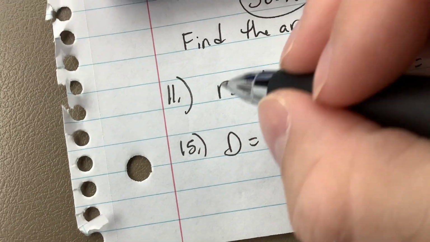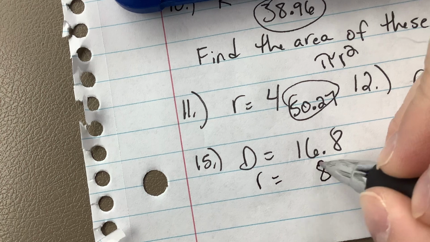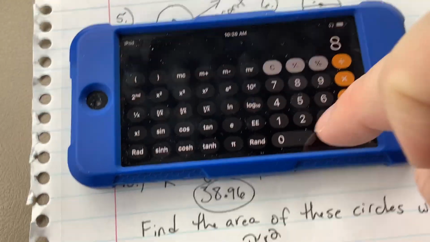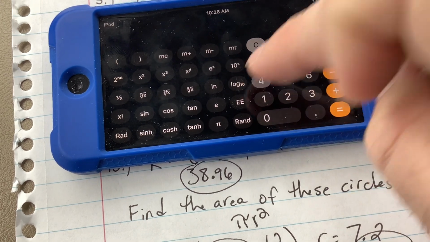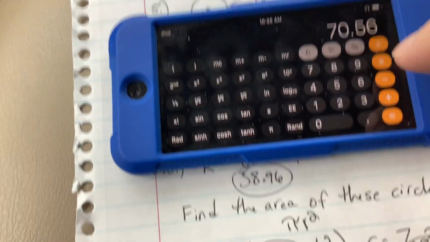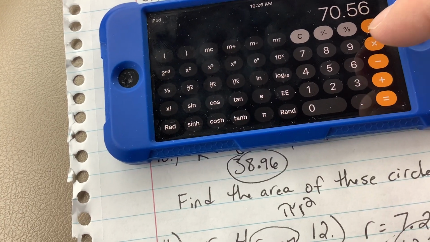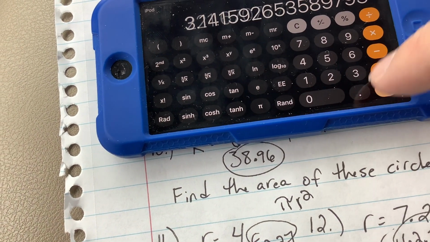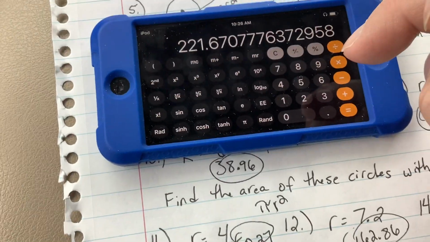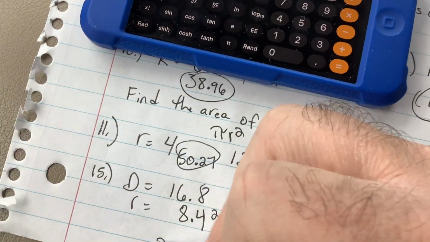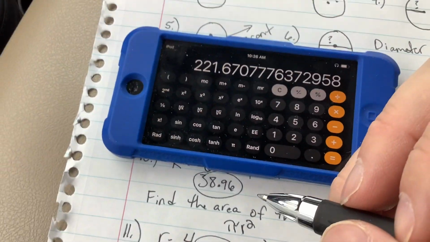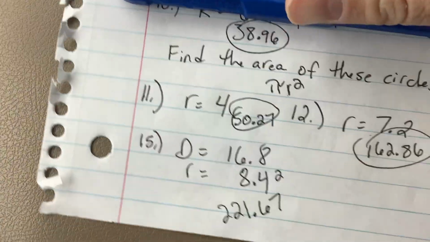And then the last one is you got to half it, which is going to be 8.4. And that's what you're going to square. So let's square 8.4. You could even use the square button if you want to. Okay, and then you're going to multiply that times pi. And you get 221.67. Okay, so that is the area ones.